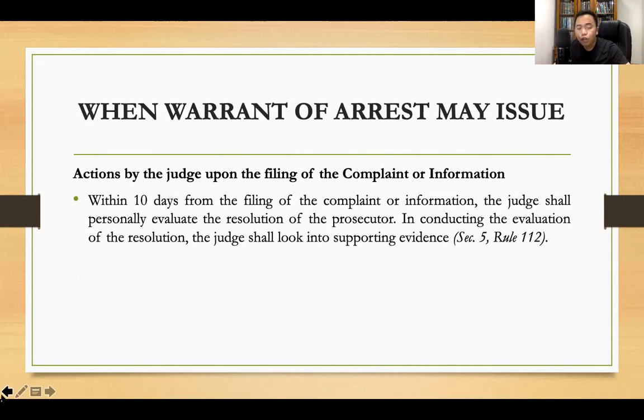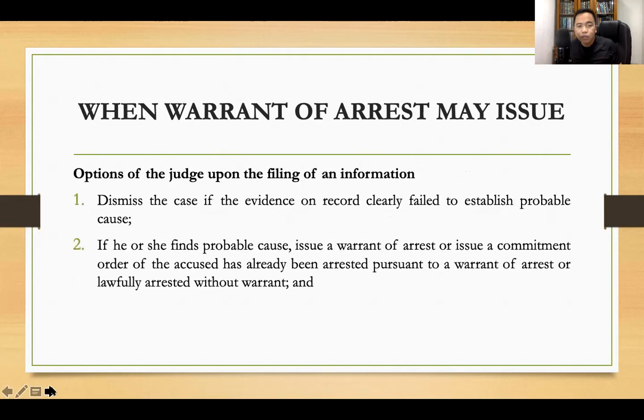Now, upon receipt by the court of the resolution, the information, and the records of the case, within 10 days from the filing of the complaint or information, the judge shall personally evaluate the resolution of the prosecutor. No? I-assess niya, meron bang batayan itong reklamong ito? Meron bang ebidensya? No? In conducting the evaluation of the resolution, the judge shall look into supporting evidence. So the judge will have to make a personal assessment of the complaint. The judge may not rely on the basis of the resolution or complaint. He has to see it for himself. The judge will have to satisfy himself if there is really a ground for the issuance of a warrant of arrest.